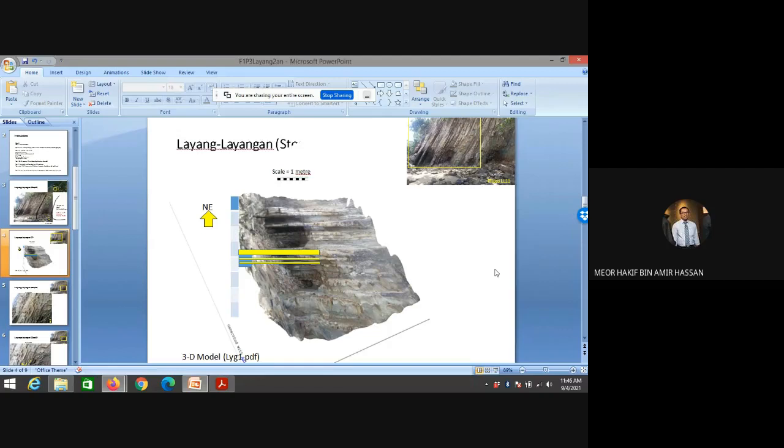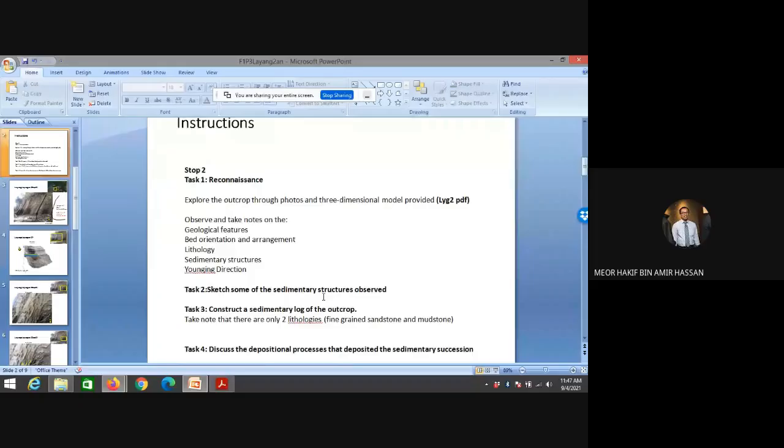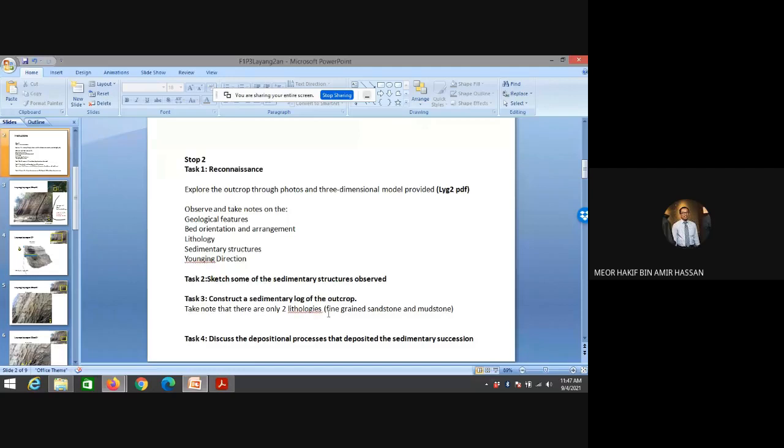Okay, betul. We practical, betul, that's correct. So yeah, we cannot go to the field. But here, let's assume all the sandstones are fine grain. Itu je senang. Make it easy. So the main challenge is to identify sedimentary structures.